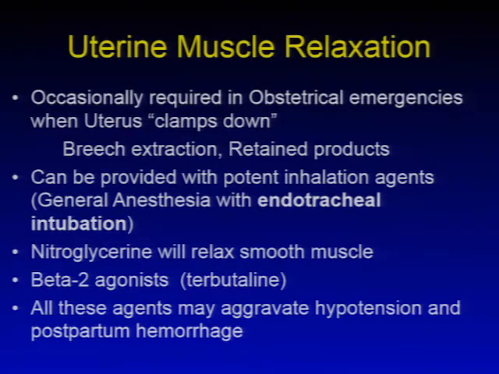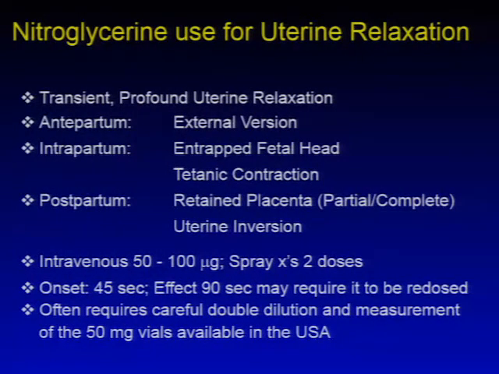If uterine muscle relaxation is required for retained products, or even such things as breech extraction, it can be provided with general anesthesia, but an attempt of using a medical therapy such as nitroglycerin or beta-2 agonists may avoid airway problems. So commonly now, centers are utilizing nitroglycerin for uterine relaxation.